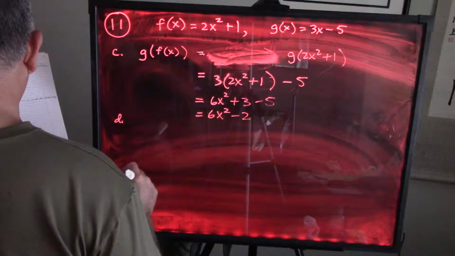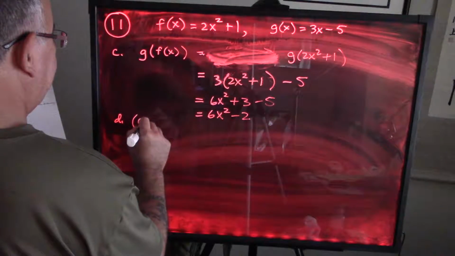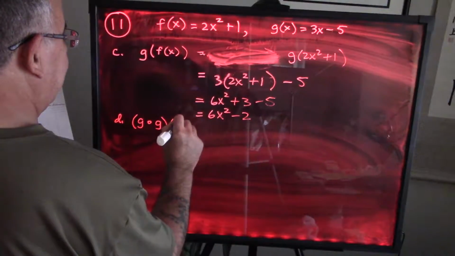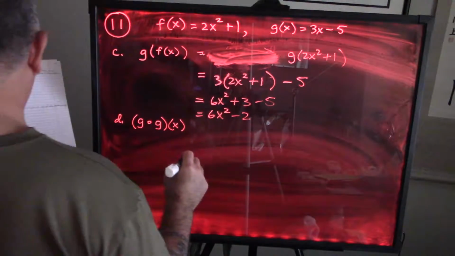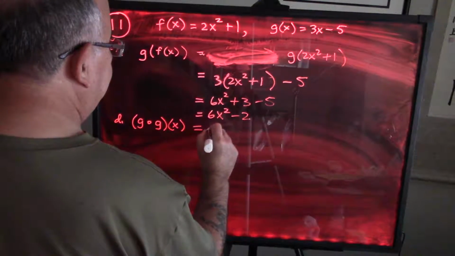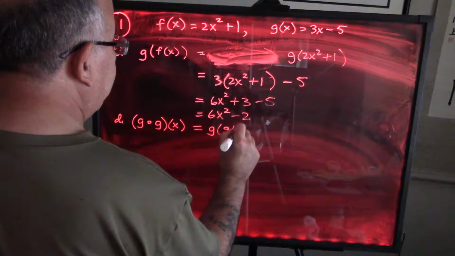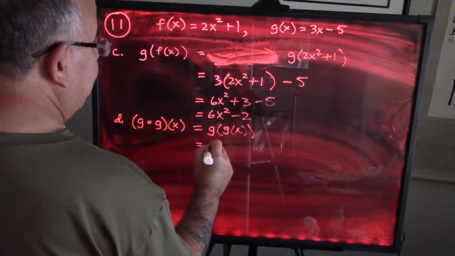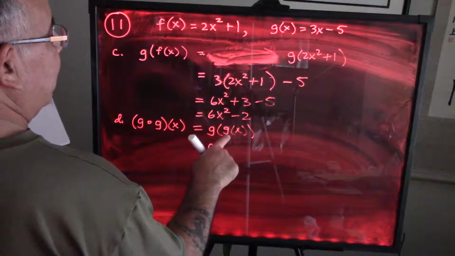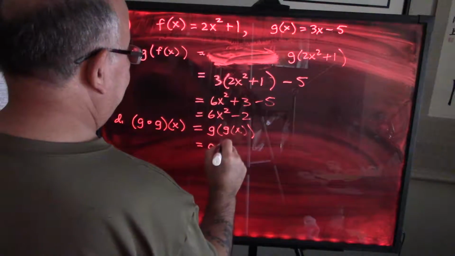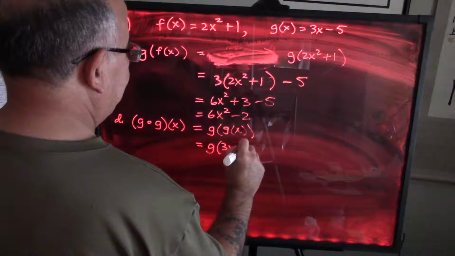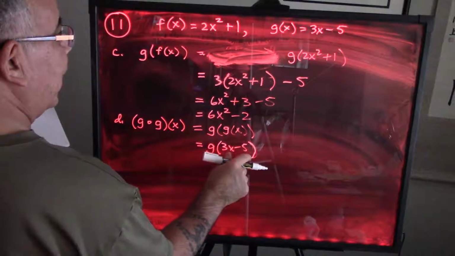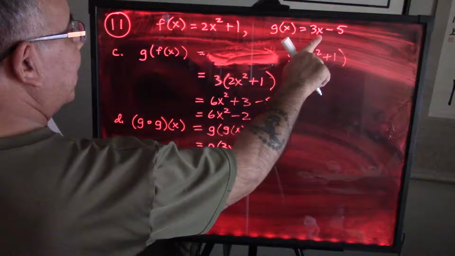We have g composed with g of x, g composed with itself, and they're using this notation here. It just means g of g of x. And yeah, you can compose functions with themselves, no problem. G of x is 3x minus 5. So that's g of x. And then you plug in the 3x minus 5 into g, right? Into g of x right there.